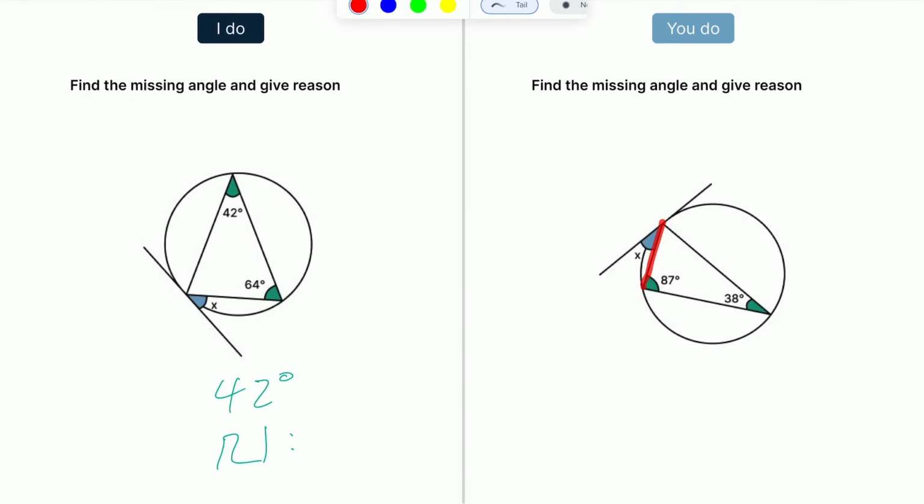And again, where's your chord? The chord is there. And the answer here is 38 because that's the angle the chord creates. So x is equal to 38 degrees.